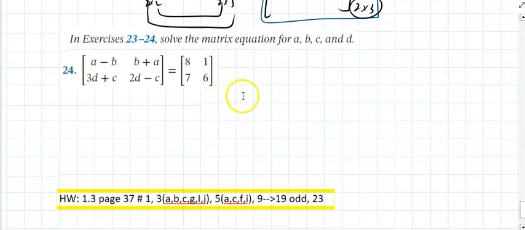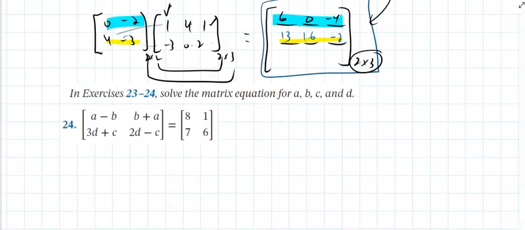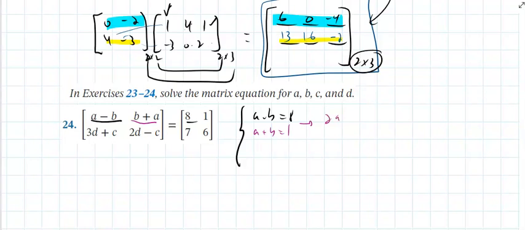Last example, I want to make sure you see how to do this. Solve the matrix for A, B, C. Those are equal. That means A minus B equal 8. The entries must be equal. A plus B must be a 1. Now, if I add those, isn't that 2A equal 9, which means A is 9 halves? And if A is 9 halves, then 9 halves plus B equal 1. So B is 1 minus 9 halves, which is negative 7 halves.